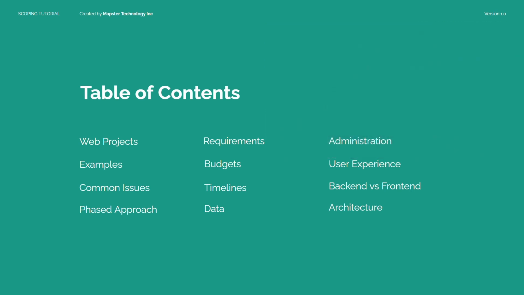You can see here the table of contents. Now the first part of it we're kind of doing in this early video, but you can see there's phased approaches. We're going to talk about how to define requirements, budgets, timelines. We're going to talk about data, administration, user experience, back-end versus front-end, and just architecture as a concept. So we're just going to fly through a lot of different concepts, and I'm hoping to make this about 5 videos, which should cover everything.